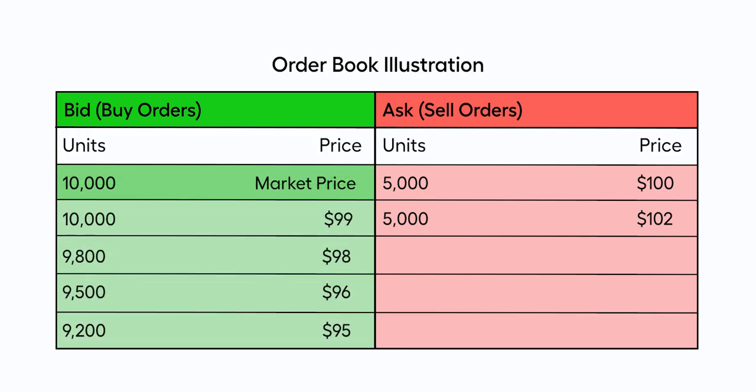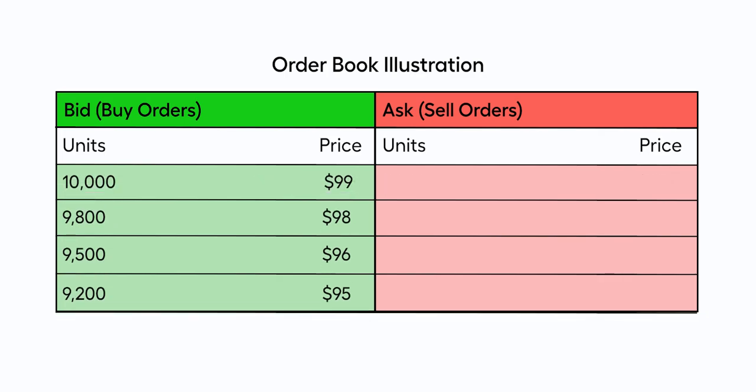Let's say you want to purchase 10,000 units of a certain cryptocurrency and the current market price is $100. However, there are only two sell orders available in the order book, one for 5,000 units at $100 and another for 5,000 units at $102. If you place a market order for 10,000 units, the exchange will fill the first order for 5,000 units at $100 and the second order for 5,000 units at $102. This means you will end up paying an average price of $101 for all 10,000 units.